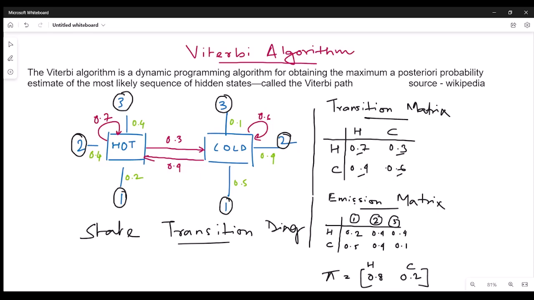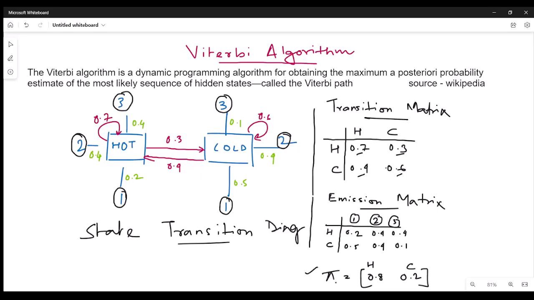Similarly, we also create the emission matrix based on the state transition diagram. In the emission matrix, weather hot and weather cold are written on the row side, and the number of ice creams consumed is written on the column side. For the weather being hot and one ice cream consumed, the probability is 0.2. For the weather being cold and 3 ice creams eaten, the probability is 0.1, and likewise the matrix is filled up.